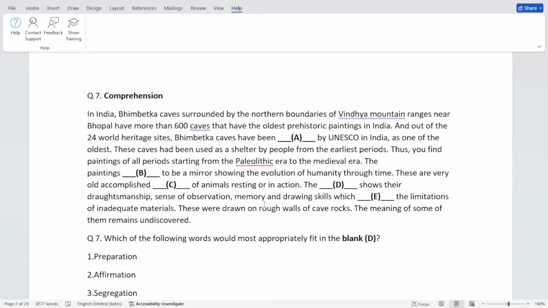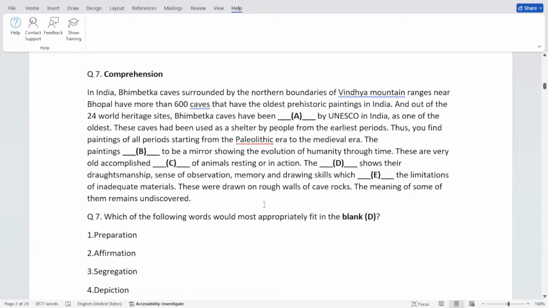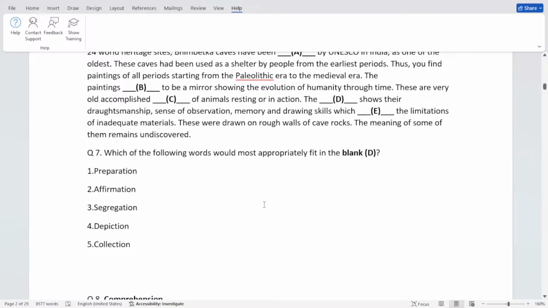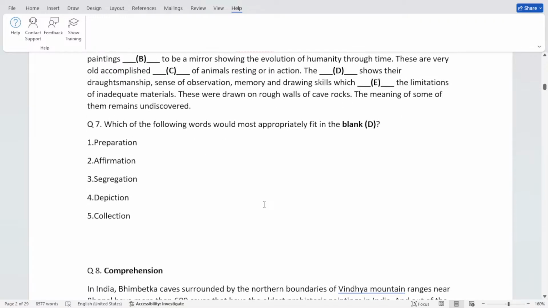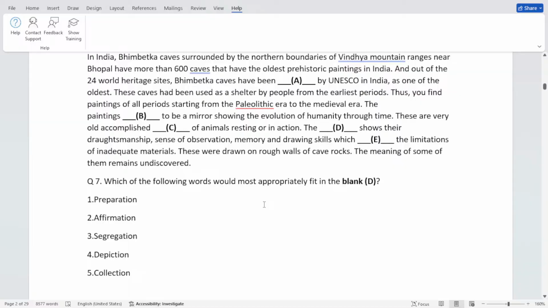So next question. We will see which of the following words would most appropriately fit in the blank D. Here, the first one is given as preparation. Preparation comes under the noun category. So we are going to make up for something. And segregation is nothing but separation. Segregation is also part of the noun. Separating something.